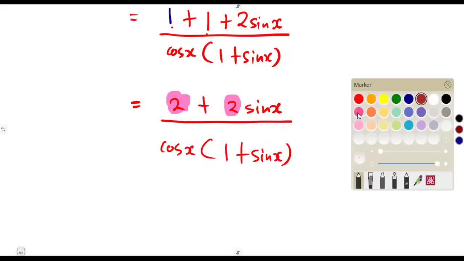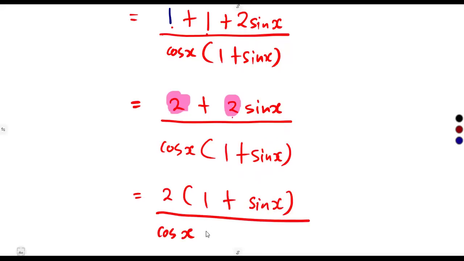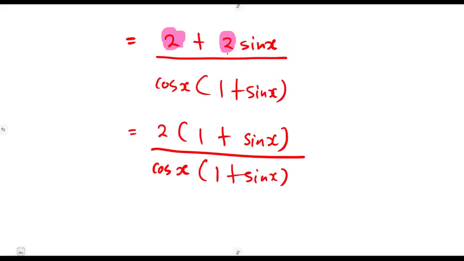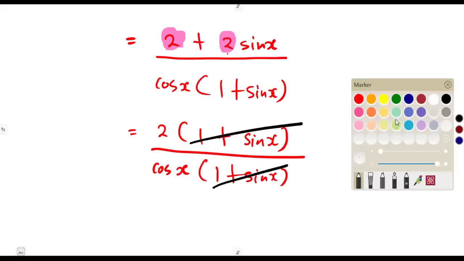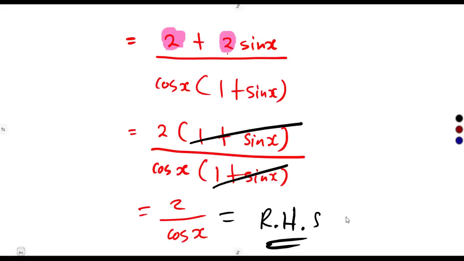Factoring out the 2, what are we going to have at the end? If we take out this 2, 2 divided by 2 is 1, plus 2 divided by 2 is 1, so it's just 1 plus the sine of x, like this. Everything over the cos of x into 1 plus the sine of x, as it was. As we can see, guys, the numerator and denominator are the same, so they can cancel, giving us exactly what we have on the right-hand side, 2 over the cos of x. This is exactly what you're given on the right-hand side.